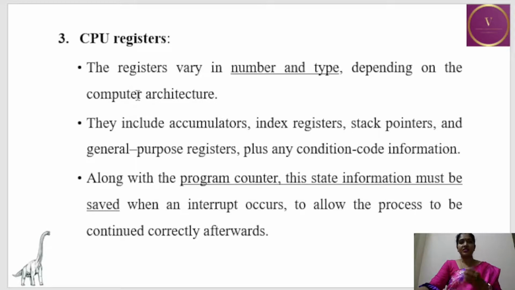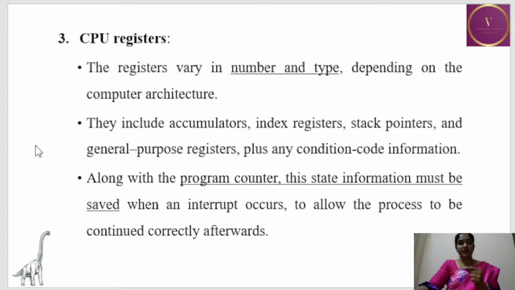So the third one is the CPU registers. Here the registers vary in number and type depending on the computer architecture. They include the accumulator, index registers, stack pointer, and general purpose registers, plus any condition code information. Along with the program counter, this state information must be saved. So in the program counter, what did we save? We saved the information about the next instruction to be executed.